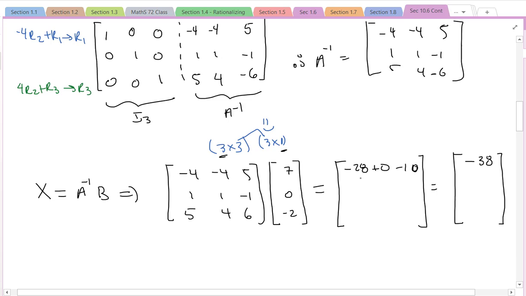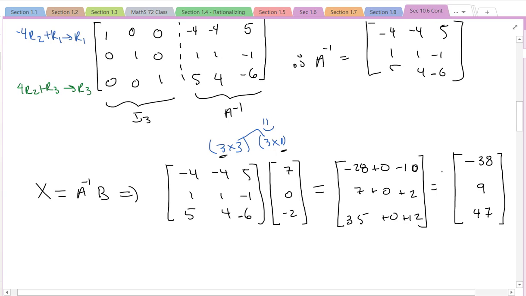Now the second one. So 1 times 7 is 7, plus 1 times 0 is 0, plus negative 1 times negative 2, which is positive 2. So 7 plus 2 is 9. And then 5 times 7 is 35, plus 0. And then negative 6, I keep forgetting that's a negative 6. Negative 6 times a negative 2 is positive 12. So 35 plus 12 is 47.